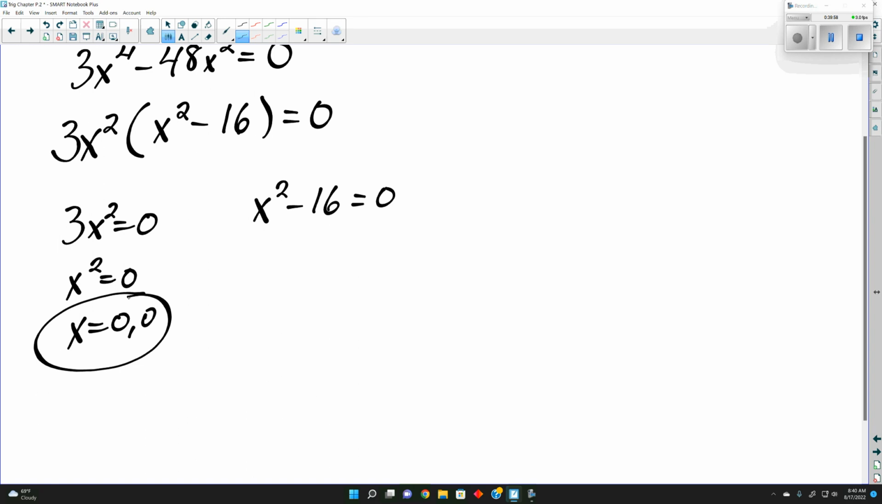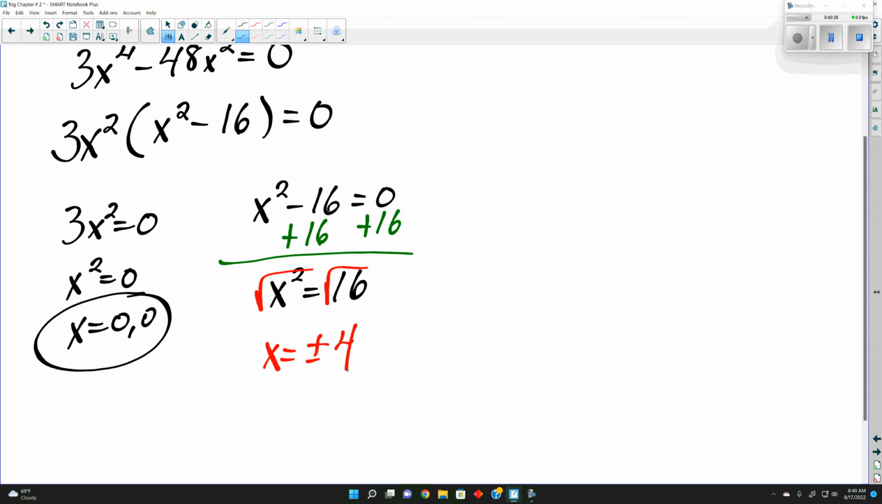Now for the other side, since we don't have a middle term, since we don't have a term with x, we can use the square root method. We can add 16 to both sides, telling us that x squared is equal to 16. Square root both sides, telling us x is equal to plus or minus 4. And that would be it. And that's where we'll stop for today.